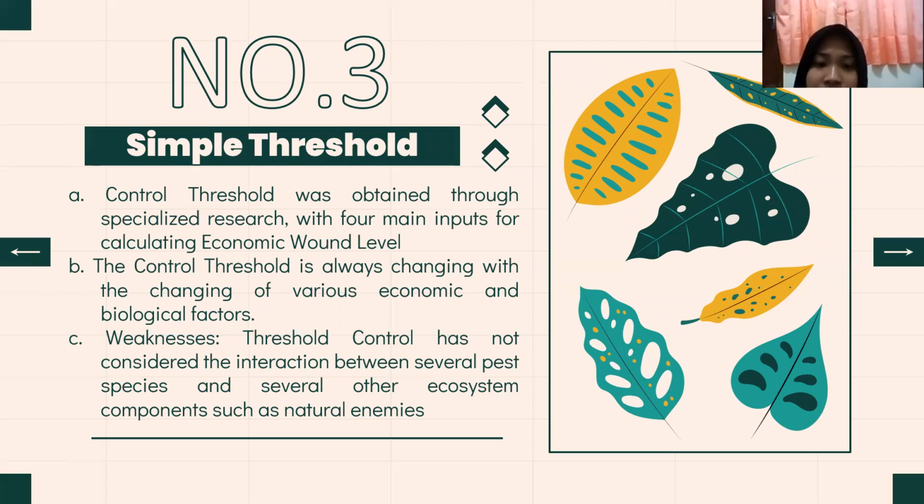Number 3, simple threshold. First, control threshold was obtained through specialist research with 4 main inputs for calculating economic injury level: product price, control cost, yield loss per pest, and yield rate.